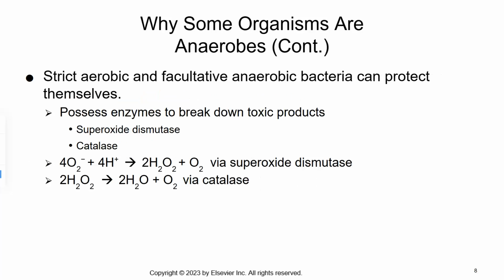Strict aerobic and facultative anaerobic bacteria can protect themselves. They do possess enzymes to break down those toxic products. Superoxide dismutase can break down those superoxide radicals, and catalase can break down hydrogen peroxide. When it does break these down, it breaks them down into non-harmful substances. And you can see at the end of this reaction, you're left with water and oxygen.